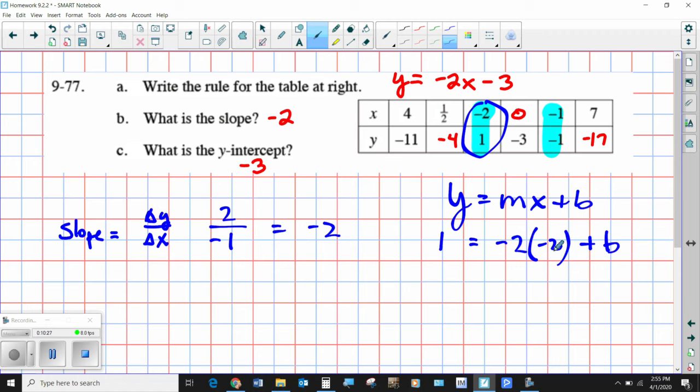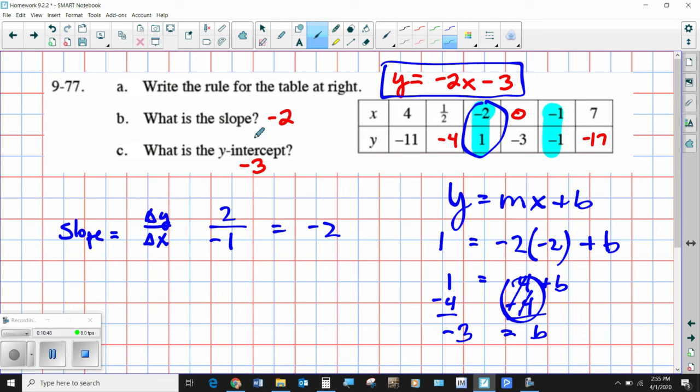So what is -2 times -2? It's 4. And what number do you add to 4 to give you 1? Well, it must be a negative, right? So let's go ahead and finish the process by subtracting 4 from each side. And we get b is equal to -3. So that's your y-intercept. So the rule has to be y equals -2x minus 3.